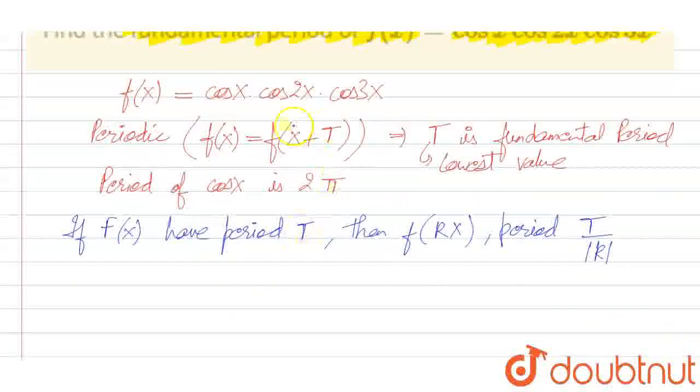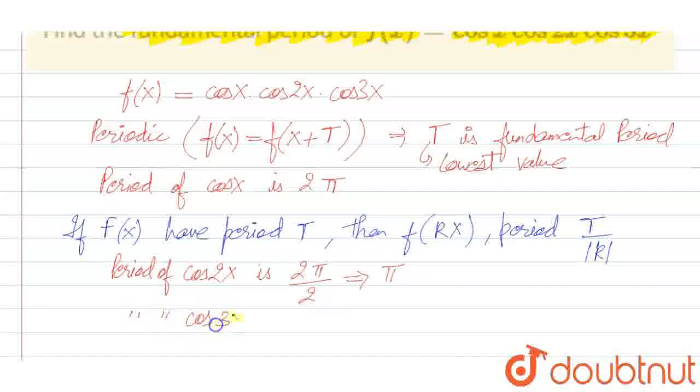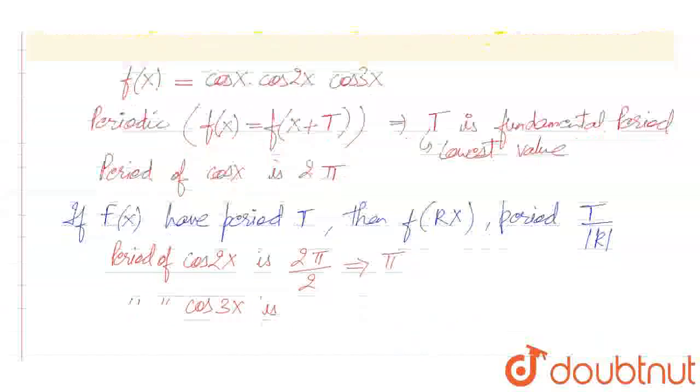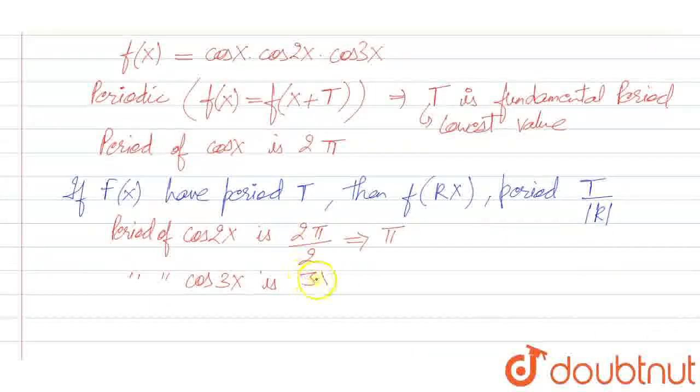So here, if cos x has period 2 pi, then cos of 2x would have period 2 pi divided by the coefficient of x, that is 2, that is pi. Similarly, the period of cos of 3x would be the period of cos x, that is 2 pi, divided by 3. So this is the period of cos of 3x.